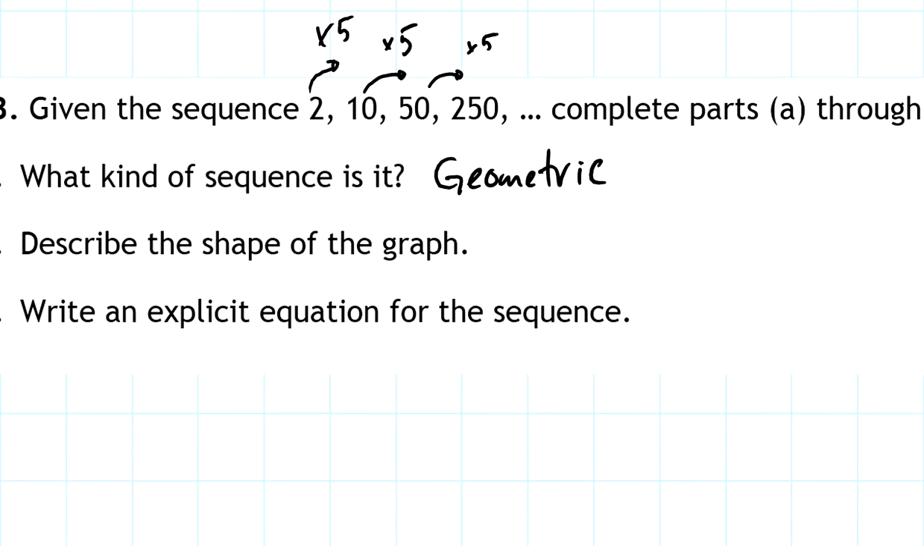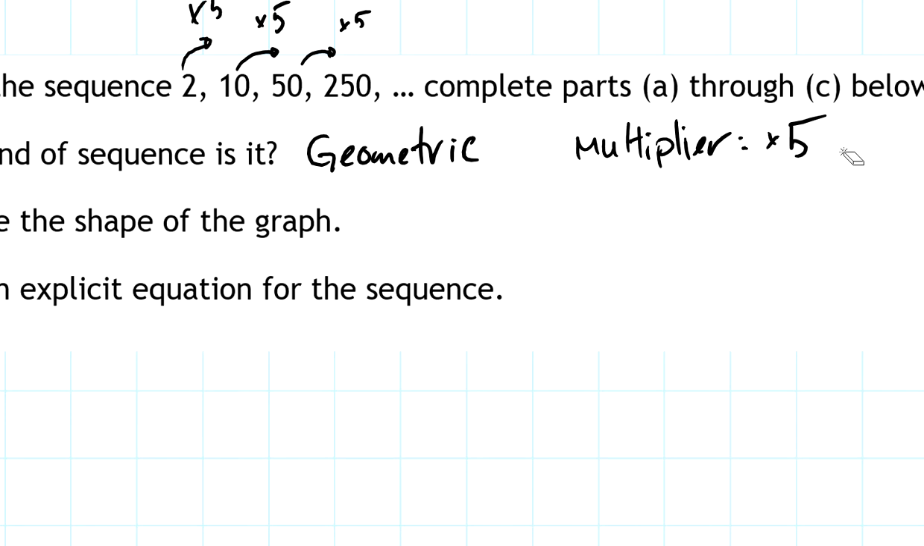And while we're here, let's note that the common ratio or the common multiple, actually they call it the generator too, the multiplier, is times 5. So every single time we jump forward, we're multiplying times 5.